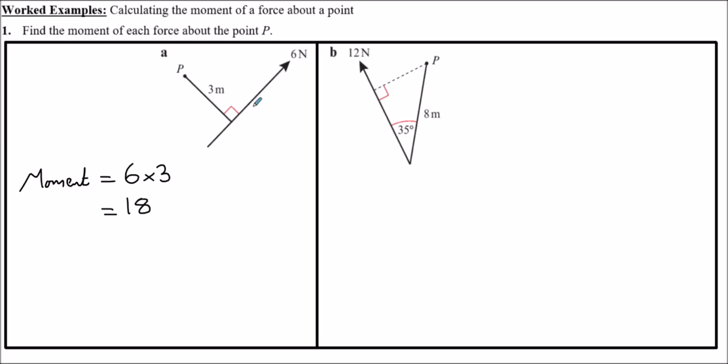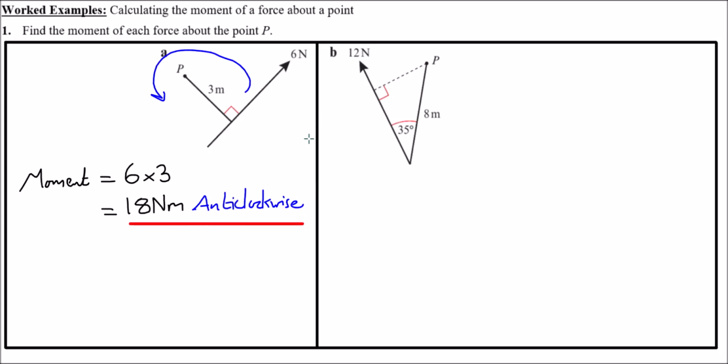Now the units are the units of force, newtons, multiplied by the units of distance, which here are meters. The Newton meter is the SI unit of a moment. And finally, of course, we need to give either a clockwise or anti-clockwise direction relative to P. This force here is going to spin round this way, and so it's anti-clockwise. And so that's all we need to do for that one.